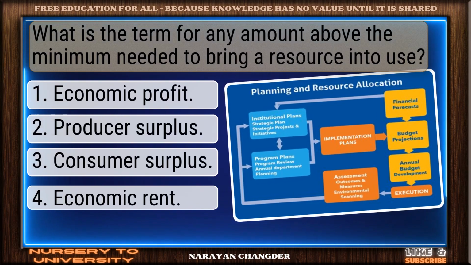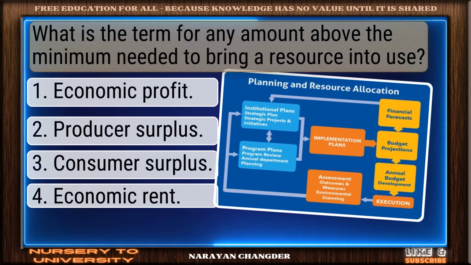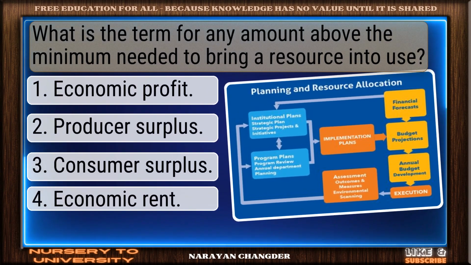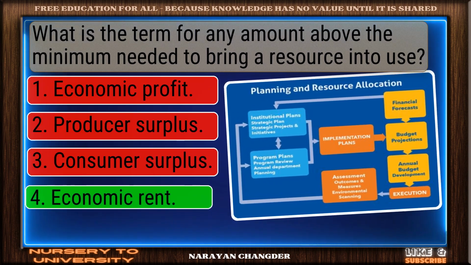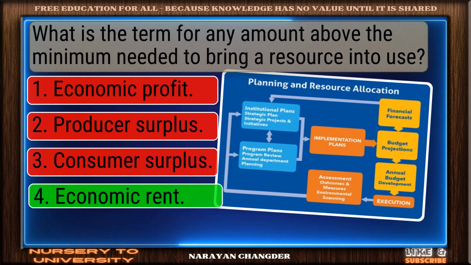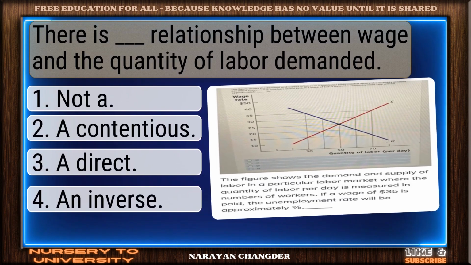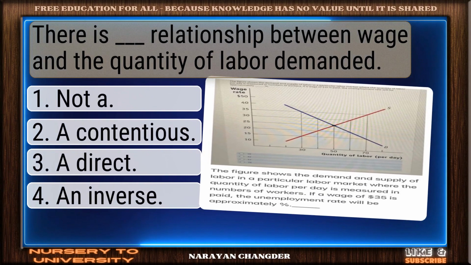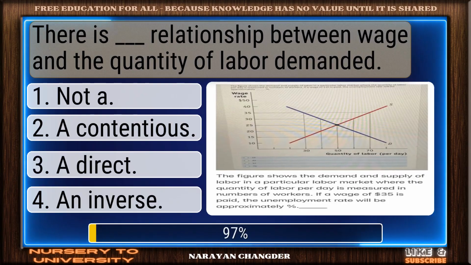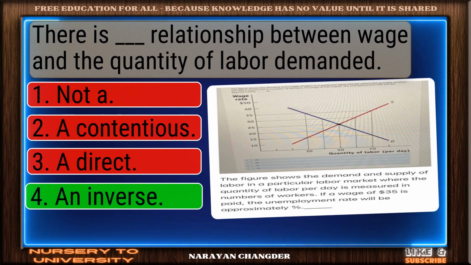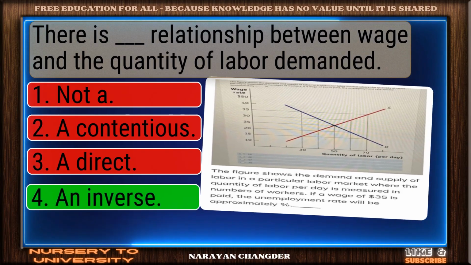What is the term for any amount above the minimum needed to bring a resource into use? Valid point. Economic rent is true. There is a dash relationship between wage and the quantity of labor demanded. Well picked. An inverse is the correct answer.